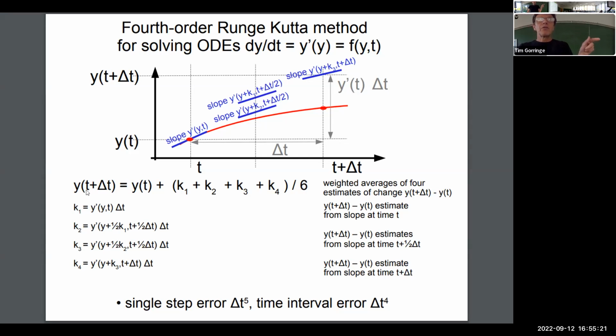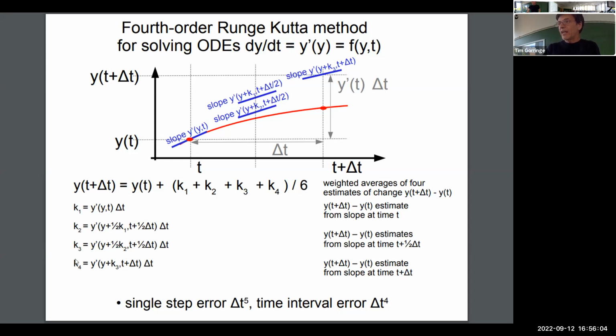In Runge Kutta 4, the change in the function from the initial time to the final time in this single step is a weighted average. I've got a mistake here, actually, I've just seen it. It's a weighted average of 4 estimates. It's actually K1 plus 2K2 plus 2K3 plus K4. So it's a weighted average of these 4 estimates of the change from the initial time to the final time. I'll update this in the notes. So there's a 2 in front of the K2, and there's a 2 in front of the K3.